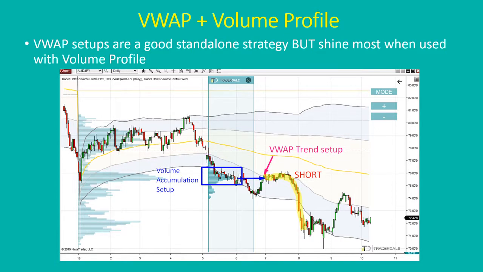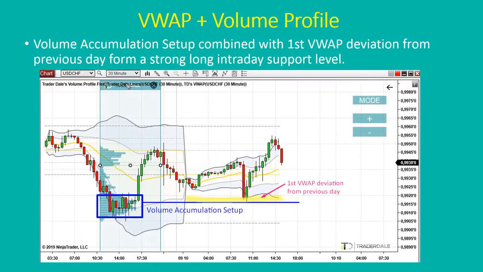I have two more examples for you. In the next one, this is a US dollar Swiss franc 30-minute chart. So this was an intraday trade, which I took today. There was a volume accumulation setup in here. Heavy volumes accumulated in rotation, followed by strong buying activity. That's the setup. So this is the strong support based on volumes, based on the volume setup.